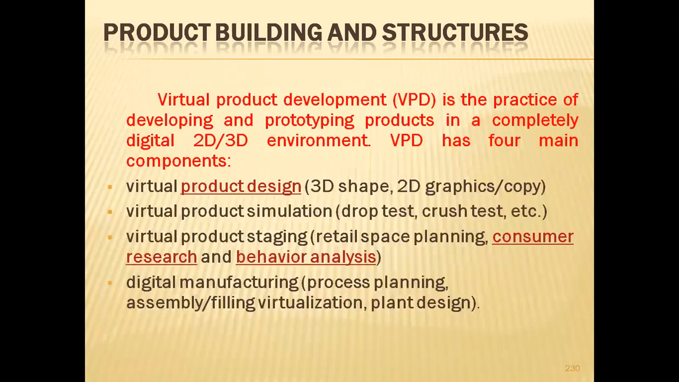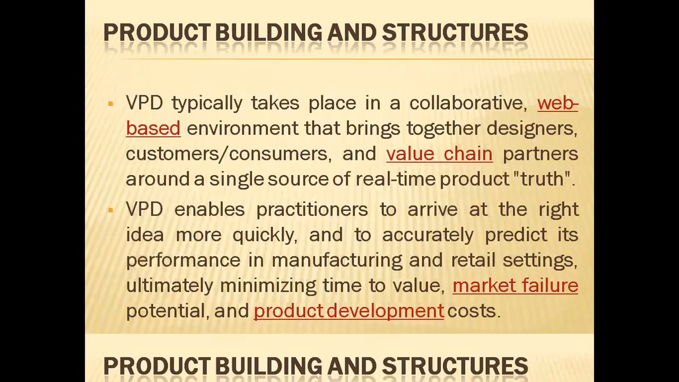So now, from the same definition, what is a virtual product? It has four different components. One, it is used in design, creating the virtual product design. Simulation means it can be subjected to a large number of tests. Then the tested product can be improved, which is called optimization. Then virtual product staging, that is retail space planning, consumer research and behavior analysis. And finally, we can use VR for digital manufacturing, that is process planning, assembly, filling. These are the four areas where we can use VPD.